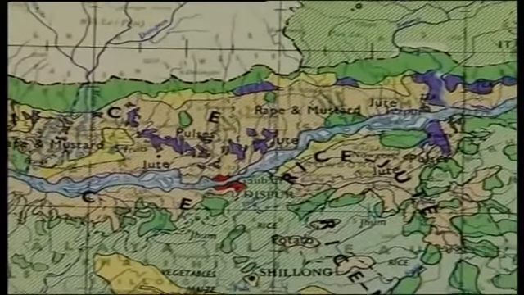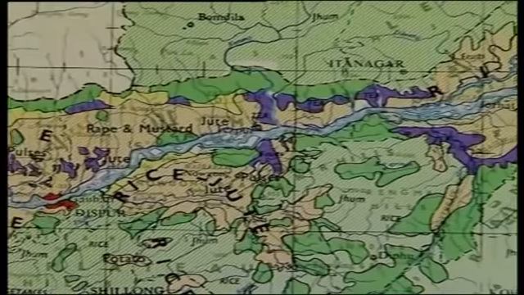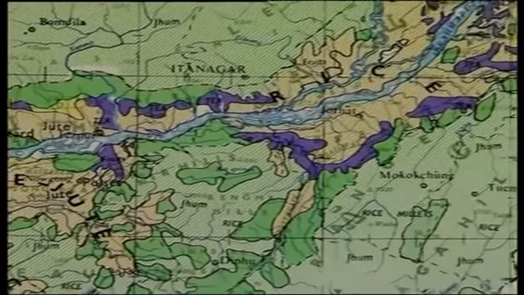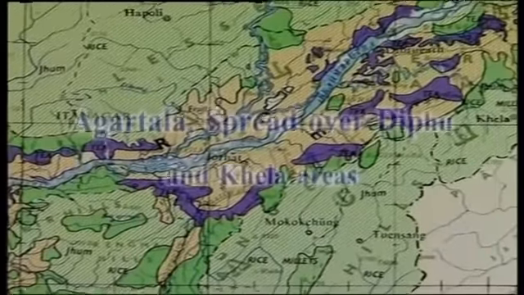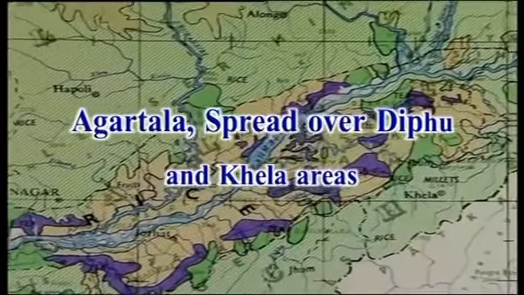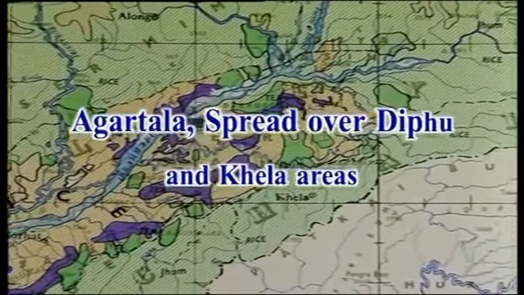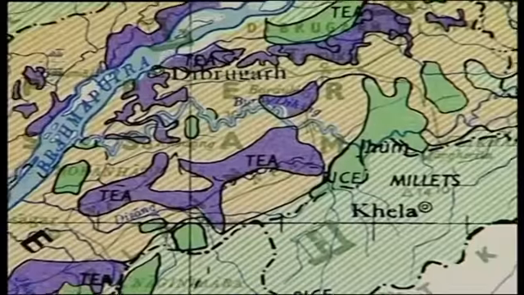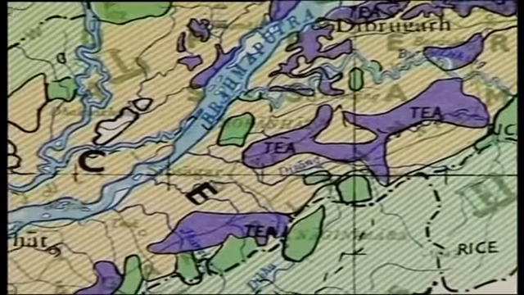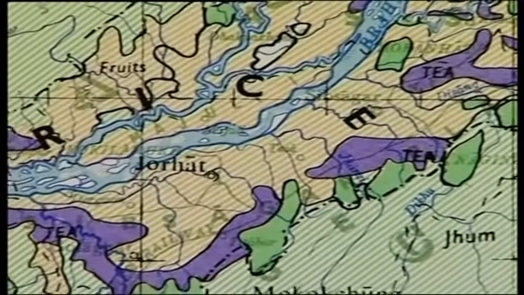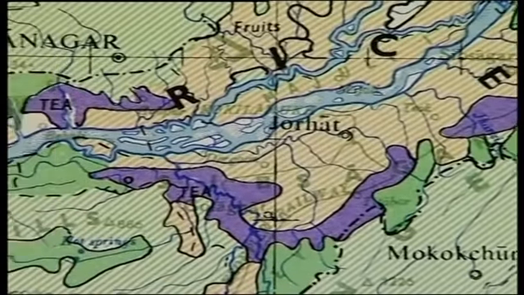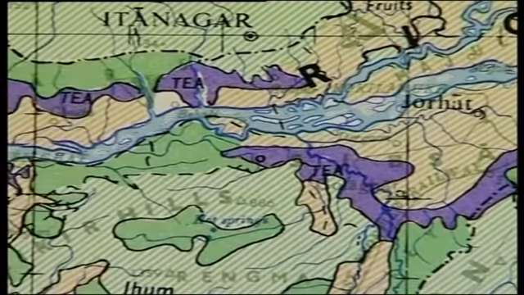Protected forests are seen in some places. Reserved forests are seen around the mountainous regions starting from Agartala, spread over Diffu and Kela areas. Unclassed forests are seen all around these regions. It is a very vast zone covering almost 1/4 of this plate.